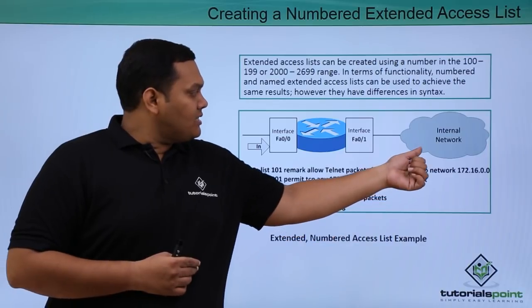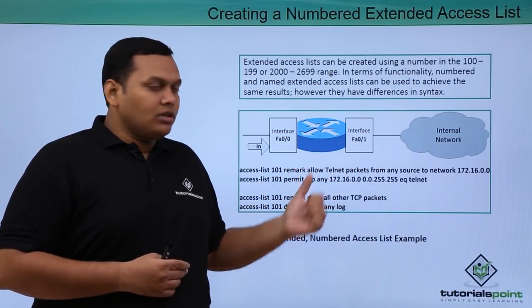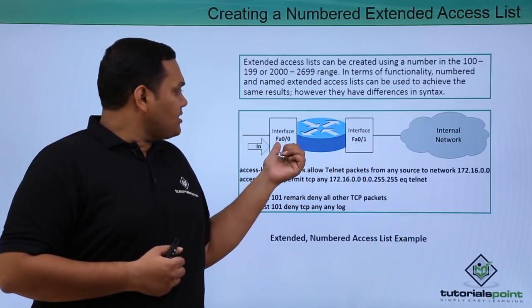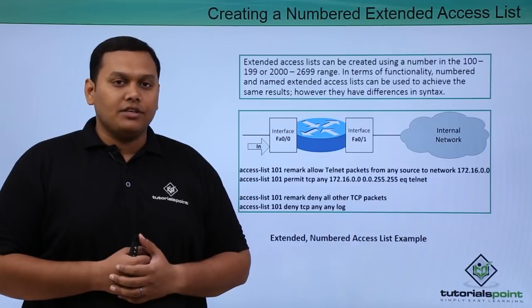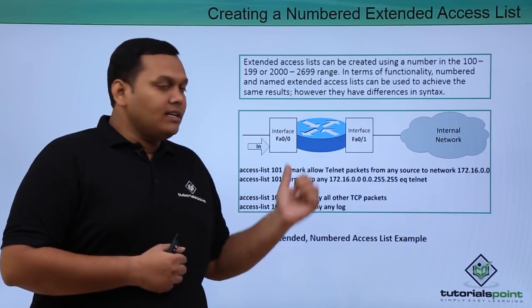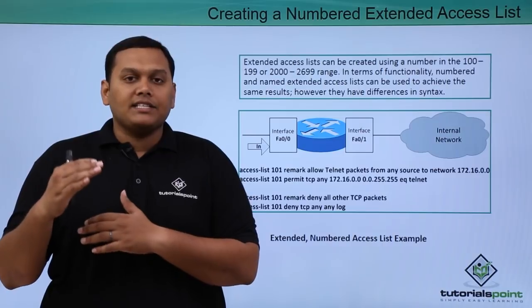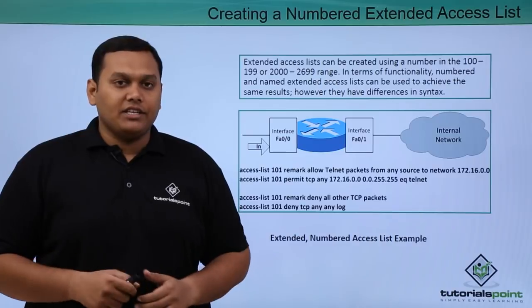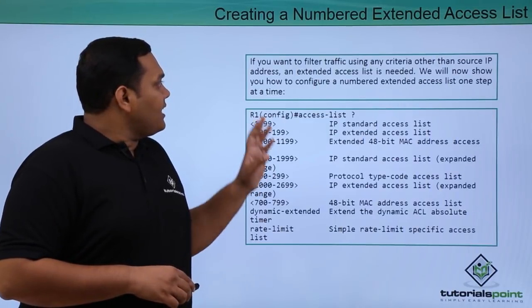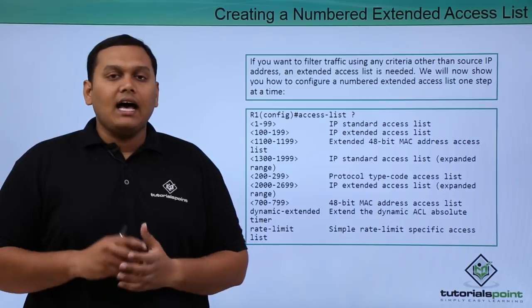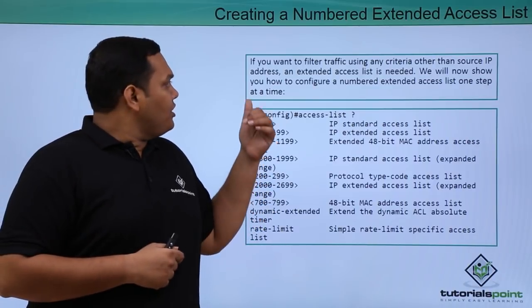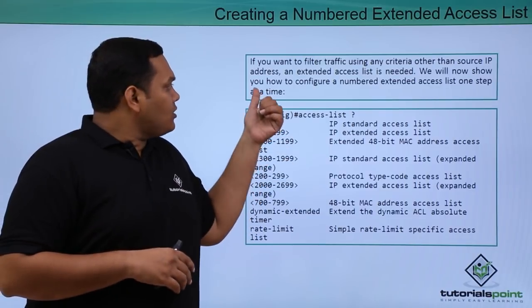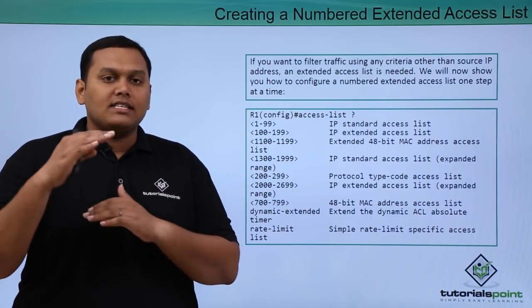If you see this network, this is an internal network connected to a router through interface FA0/1, and there is also an interface on the other end, which is interface FA0/0. We are blocking this internal traffic using this numbered extended access list. So how are we allowing and how are we denying the packets here? If you want to filter traffic using criteria other than the IP address, an extended access list is needed. We will now show how to configure a numbered access list and also the syntax clearly.